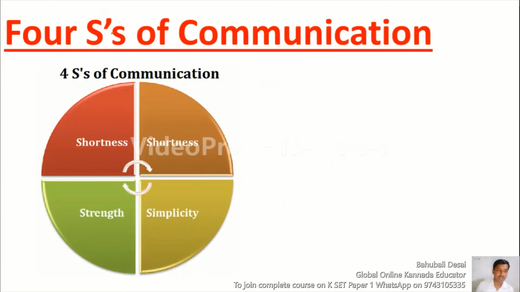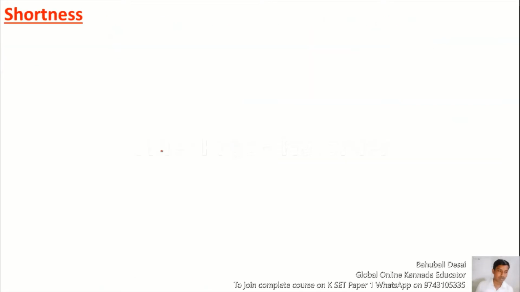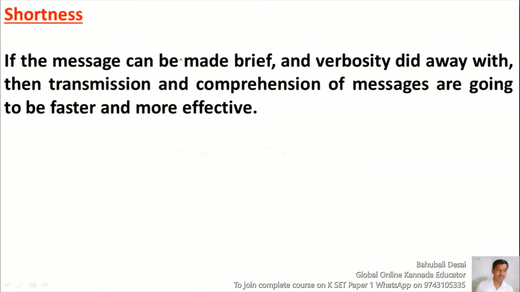The next, let us move to the 4 S of communication. So here shortness, strength, simplicity, and one more is sincerity. So these are the 4 S of communication. So the first one is shortness. If the message can be made brief, shortness means here the message will be given in a very brief manner. The sender should use very short sentences instead of using long sentences.